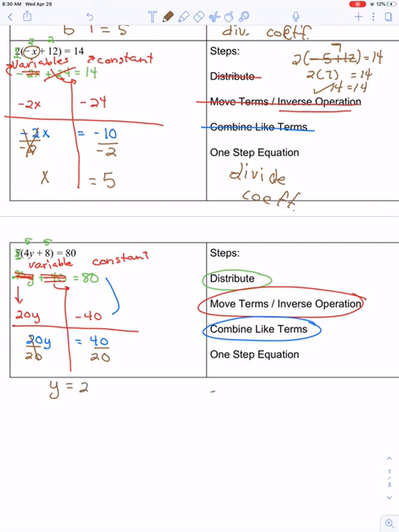Again, super quick check, plug in our variable. 5 times the sum of 4 times 2 and 8 equals 80. Okay, 4 times 2 is 8. 8 plus 8, 16. 5 times 16 is 80. So again, checks out.